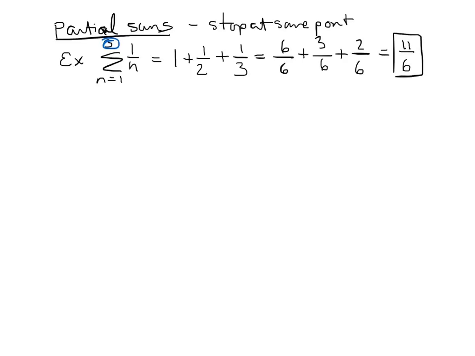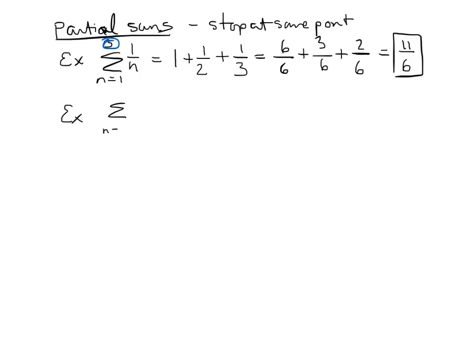That would be the partial sum of 1 over n from 1 to 3. So we could approximate, if we looked at just 1 over n from 1 to infinity, we could approximately say it's 11/6, but we don't really know for sure. All right, let's just look at another example of a partial sum.